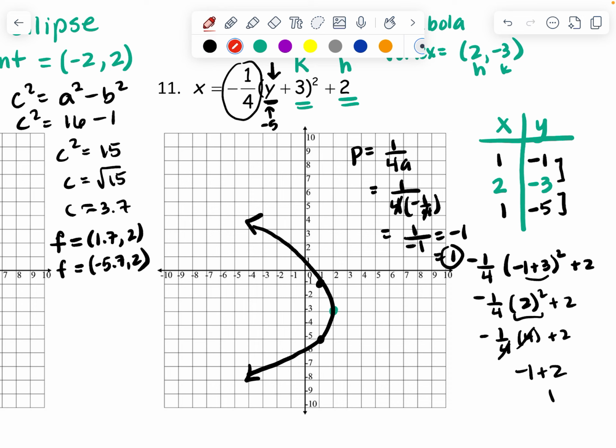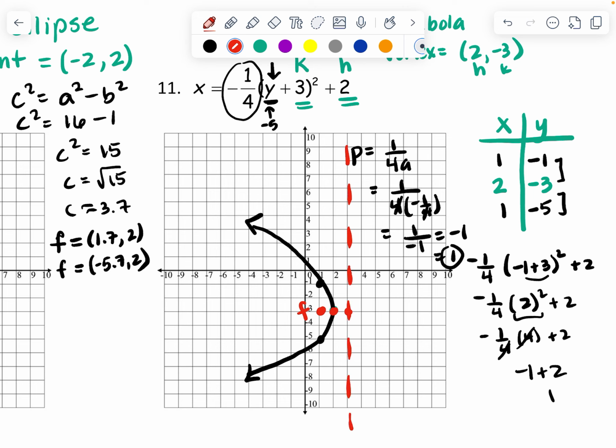So from the vertex, I'm going to go 1 to the right, and I'm going to go 1 to the left from the vertex, not the focal point, sorry. The one that's on the inside of the parabola, it's getting hugged. This is your focus. The one on the outside is your directrix, okay?